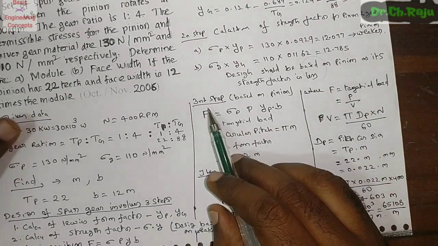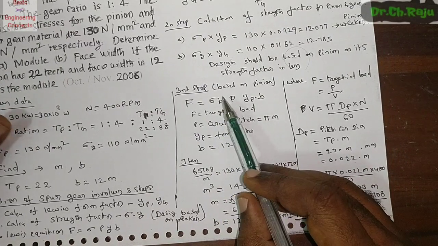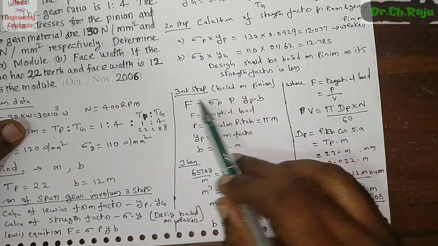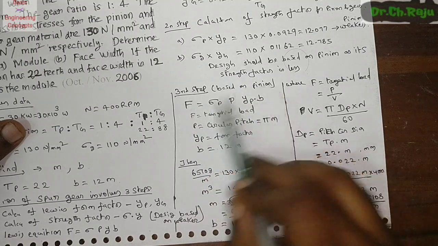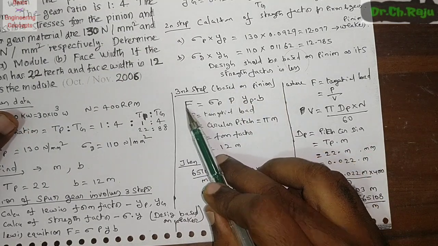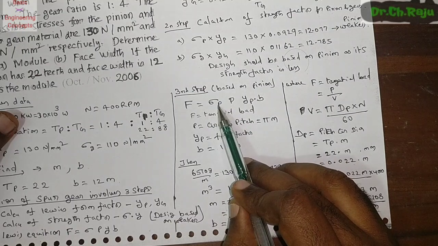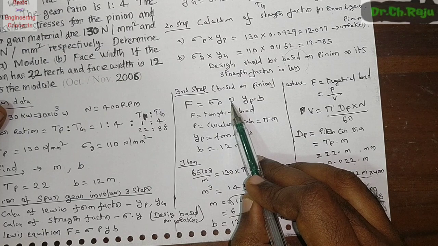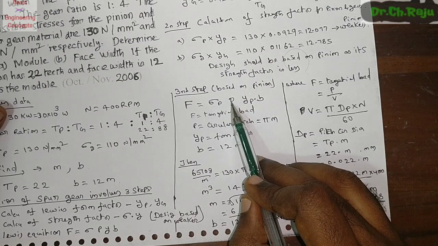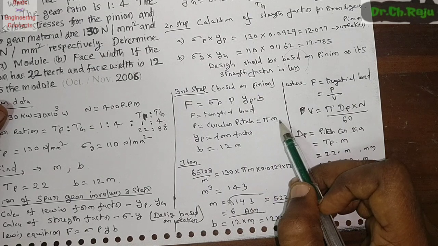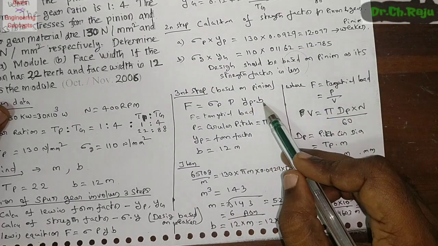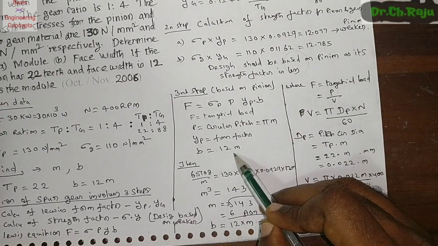So in the third step, we simply apply the Lewis formula, that is F is equal to... As the design is based on the pinion, the formula is modified as F is equal to sigma P, that is the stress involved in the pinion, times P, the circular pitch. By the basic definition, circular pitch is equal to pi m, that is pi d by t, and Yp is already calculated, that is the form factor. B is the face width, given as 12m.